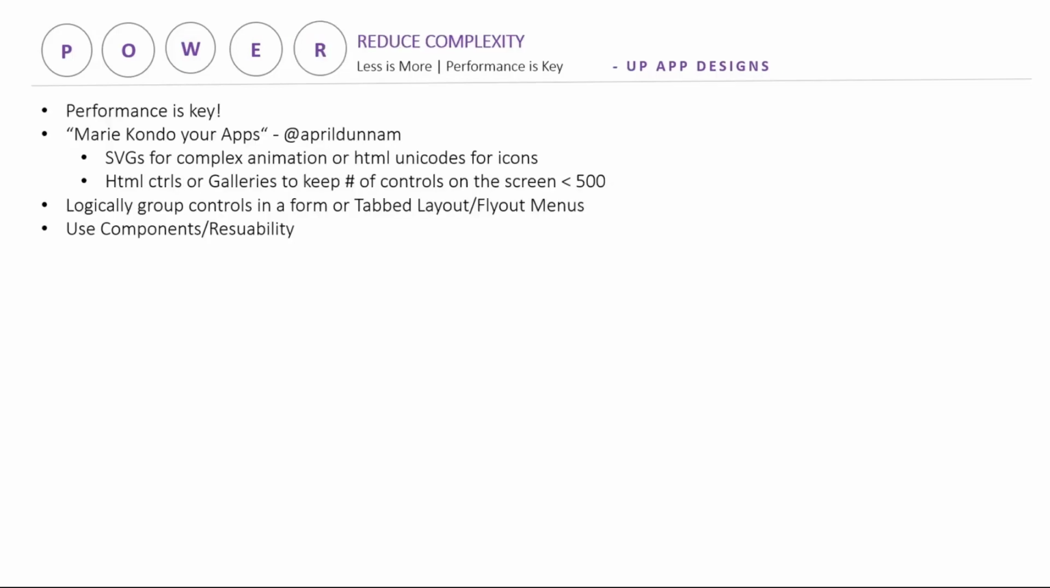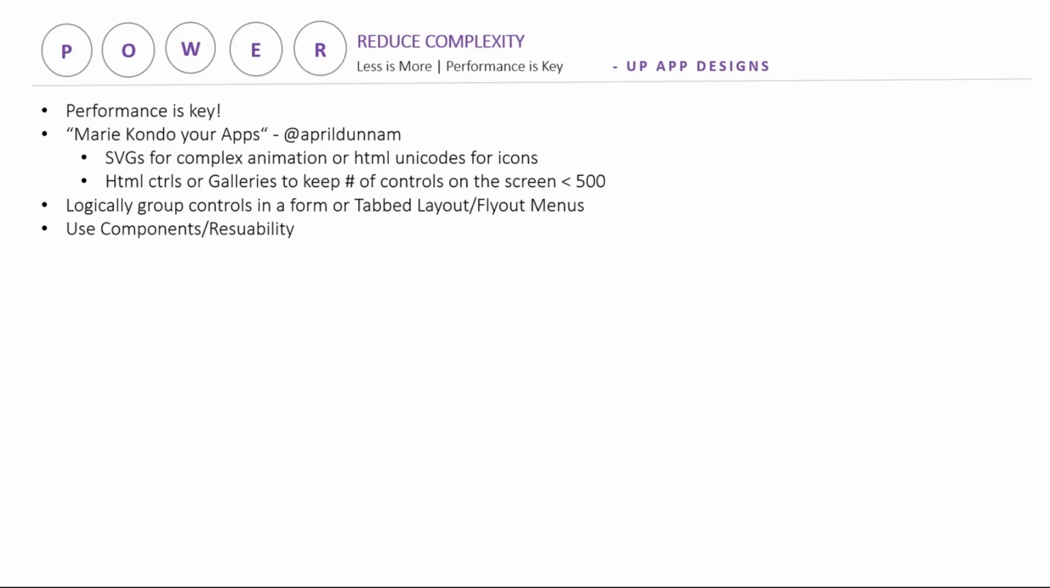My last tip for the day is to reduce complexity. It is important that you remember performance is key and less is more. I like this quote from April from her Ignite session where she says, Marie Kondo your apps: keep the controls that really provide value to your app, and then clean the rest of them out. Use SVGs where there are complex animations involved, and replace your icons and images with HTML Unicodes if you can.